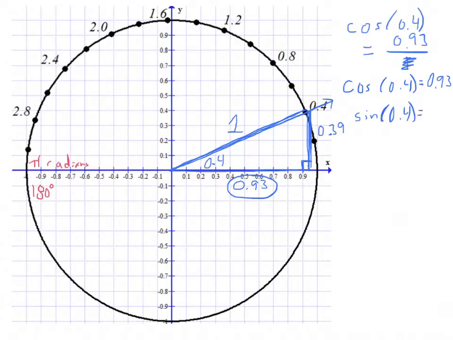Similarly, what is the sine of the same angle? The sine of 0.4, well, when I go to the angle of 0.4 and look at the height of that triangle, the answer is 0.39. Now, just for fun, if you want to, punch those in your calculator. Put your calculator in radian mode and punch them in.